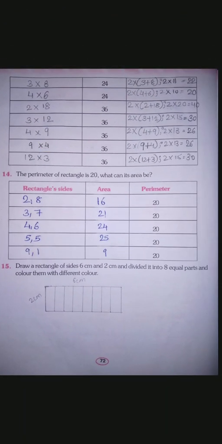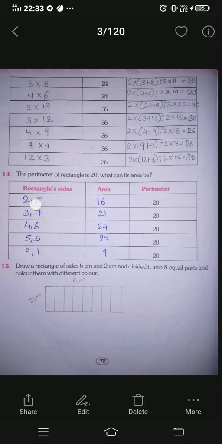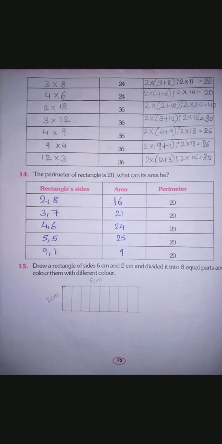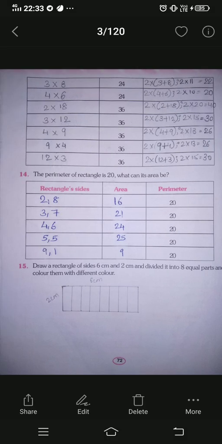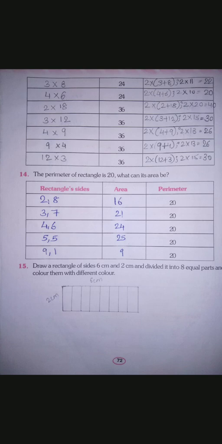Okay, I hope that table is clear. Next up, the same question is given, just they have changed the area. For the previous question we were provided with area and we had to find sides as well as perimeter, but here they have provided us the perimeter and we need to find out the sides and then the area. Okay, children. So here, what is the question? You understand how I solved. 20 is the perimeter.